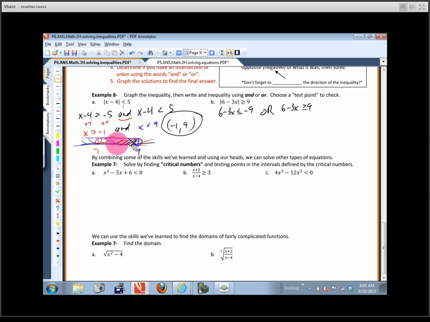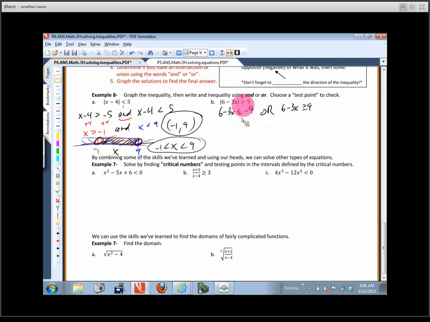If we were to darken that in, it would have open endpoints and then shade everything in between. If we wrote it as an inequality, we're talking about the x's that are between there. So we're talking about the x's that are greater than -1 and at the same time less than 9. So there's what the graph would look like, and there's the inequality, okay?